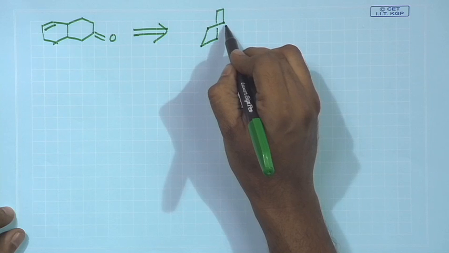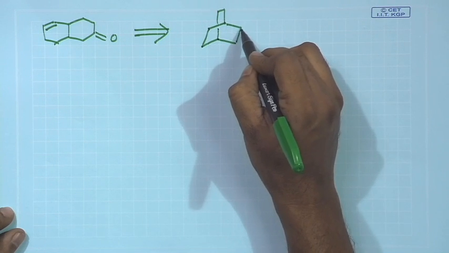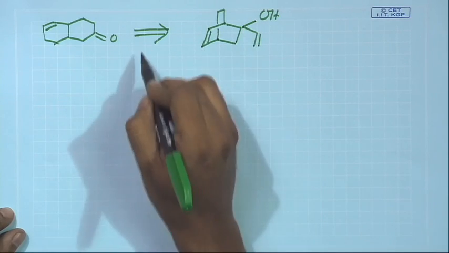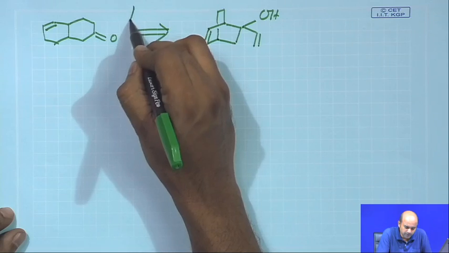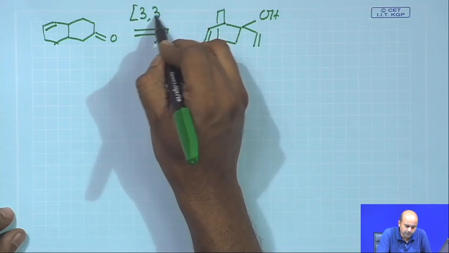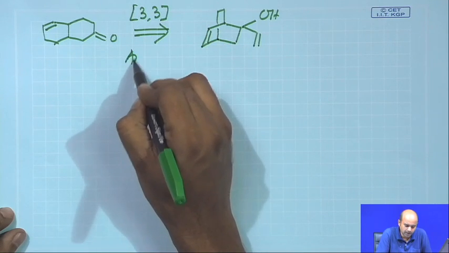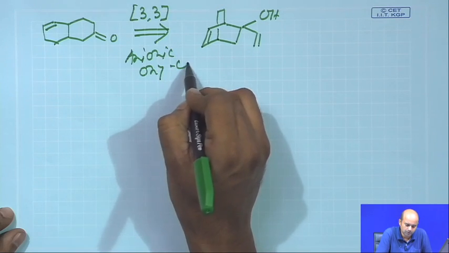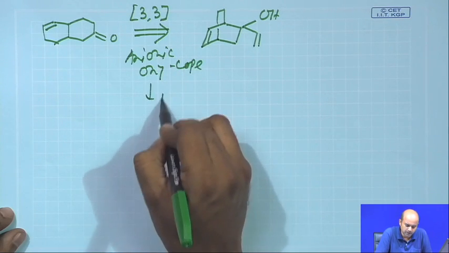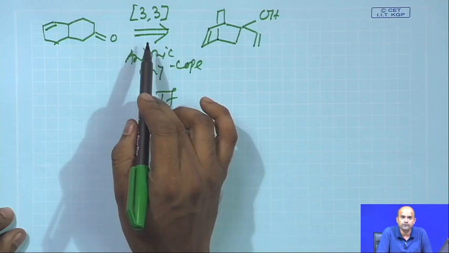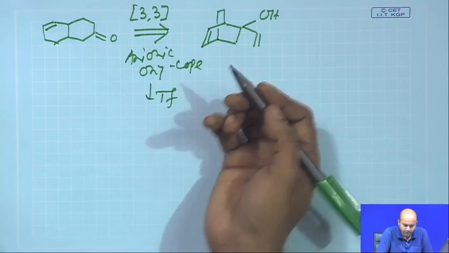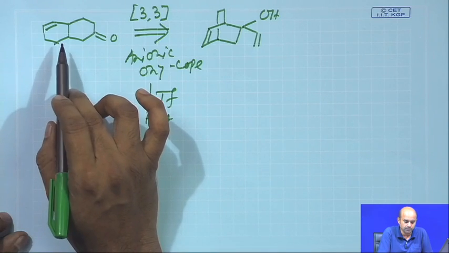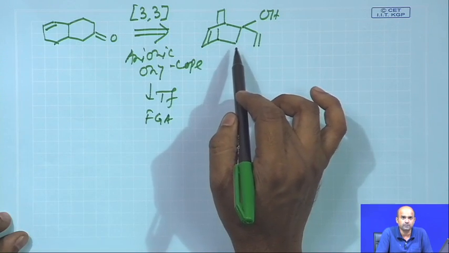Now, I am not sure whether you are quite familiar with this particular transformation, but it is a unique transformation based on a 3,3 sigmatropic rearrangement, named the anionic oxy-cope rearrangement. So, this is a unique transformation. You can call this retro step a transformation, or even FGA or FGI, because the functional groups in the final product and the intermediate have changed.